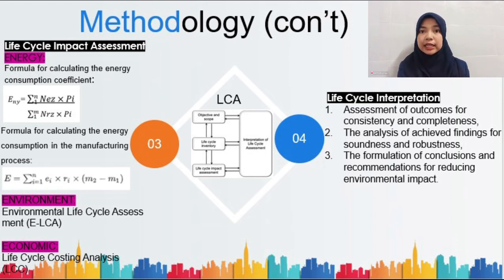It can calculate the cost of the product's whole life cycle and predict the price for remanufactured products. Fixed cost, environmental cost, and potential cost are the three categories of LCC. The last step in the LCA process is to interpret the life cycle. It should enable the assessment of outcomes for consistency and completeness, the analysis of achieved findings for soundness and robustness, and the formulation of conclusions and recommendations for reducing environmental impact.